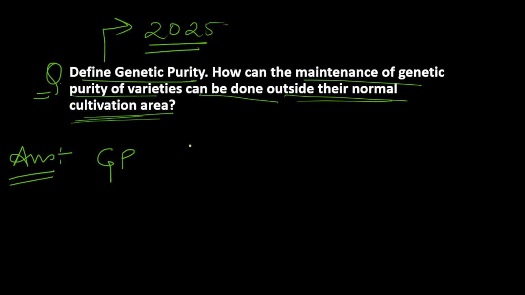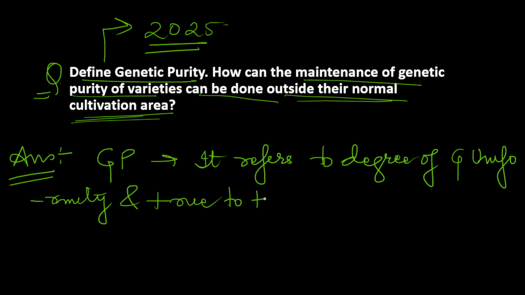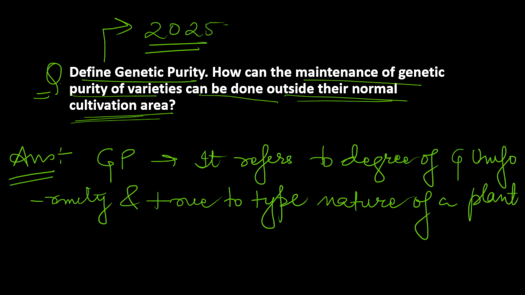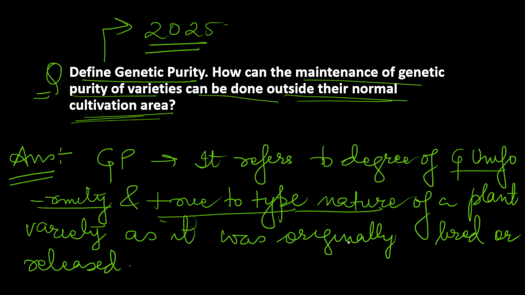So genetic purity refers to the degree of genetic uniformity and true to type nature of a plant variety as it was originally bred or released. So this is how we can define genetic purity. It refers to the degree of genetic uniformity and true to type nature of a plant variety as it was originally bred or released.